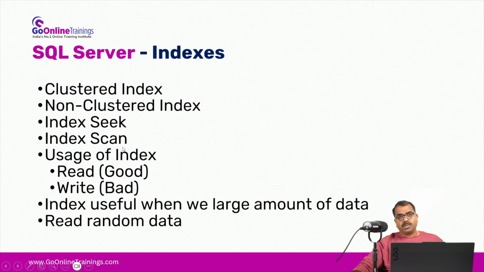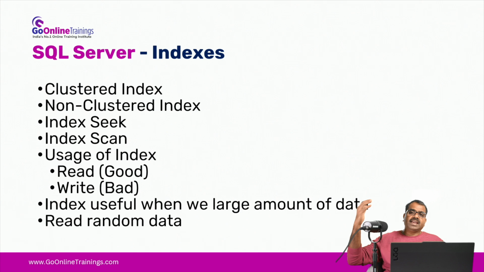Index scan happens whenever you want to read the complete data from the table, or when you have a small table. If you have a small table, for example 10-20 rows, even though you have an index, it will not be used, right? So in that case also an index scan is used. But when you have a large amount of data and you want to read a particular row, that is when index seek is going to be used. Index seek is equivalent to using an index. Clear? That is what you have to understand.